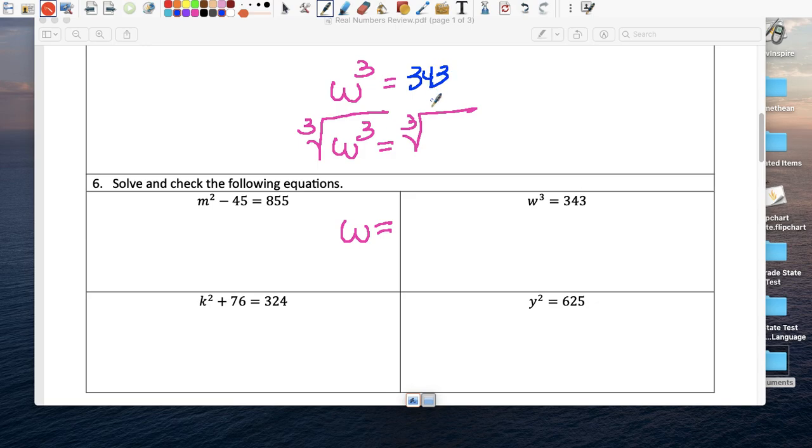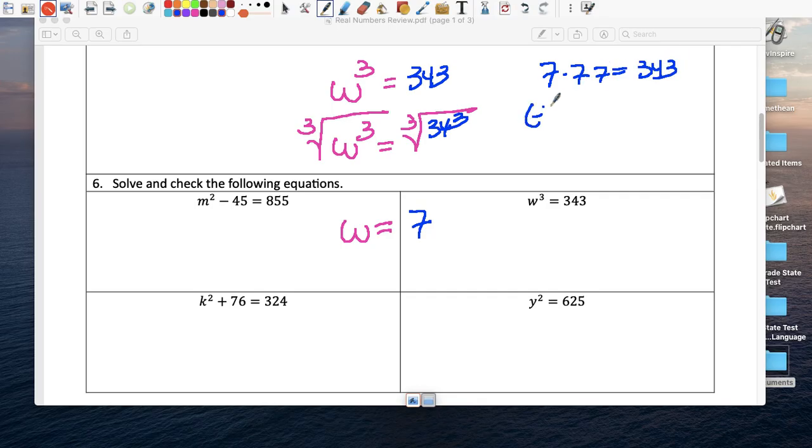343. And I believe that is 7. Not plus or minus 7, just 7. Because if you think about it, 7 times 7 times 7: 7 times 7 is 49, and 49 times 7 is 343.